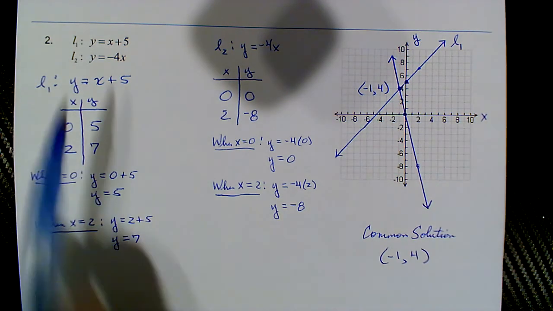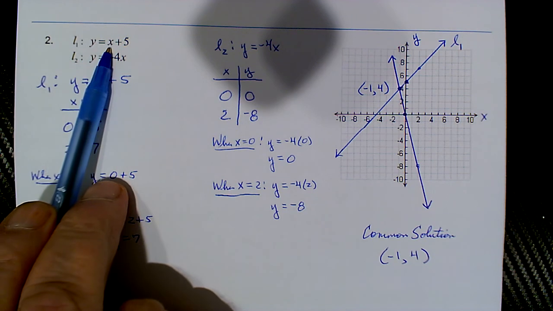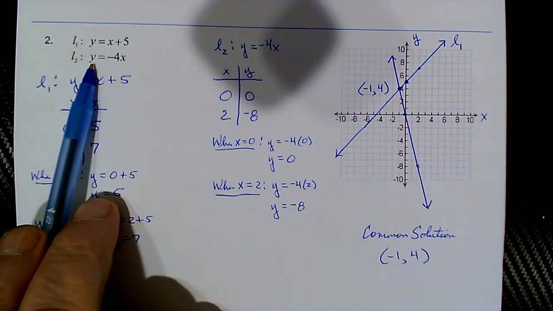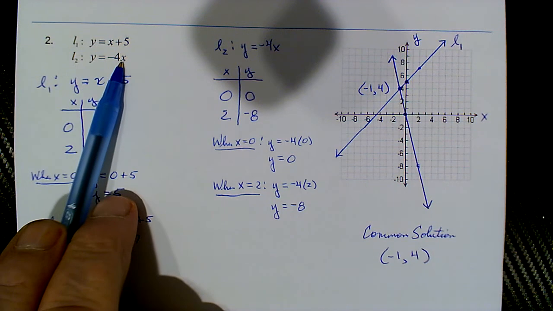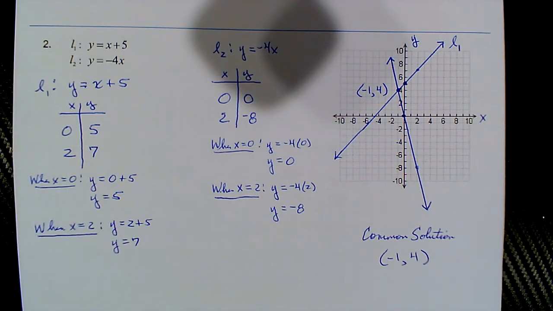And again, you could double check. Go to the equations. 4 is y, negative 1 is x, so negative 1 plus 5 is 4. And again, 4 is y, x is negative 1, and negative 4 times negative 1 is 4. So you see that has been verified.